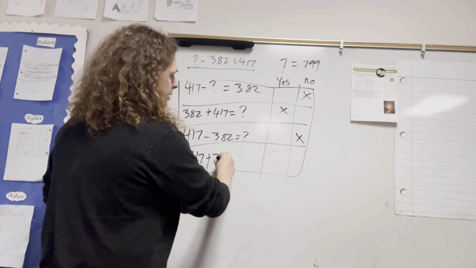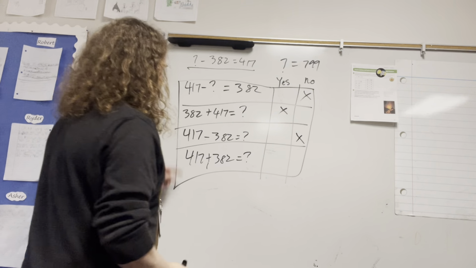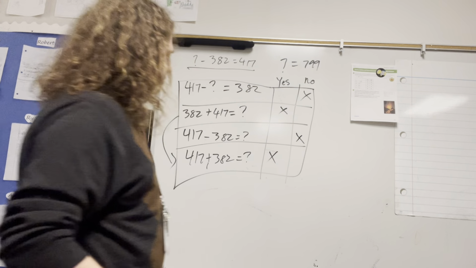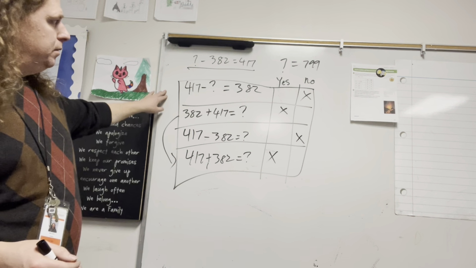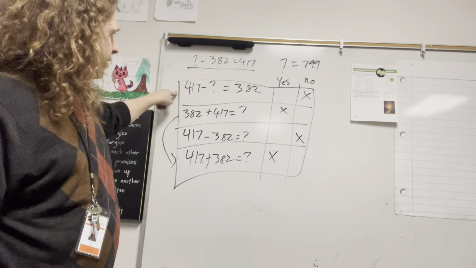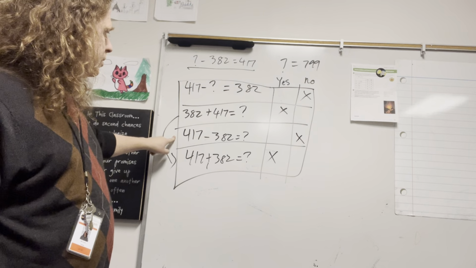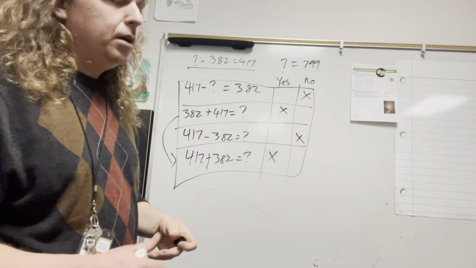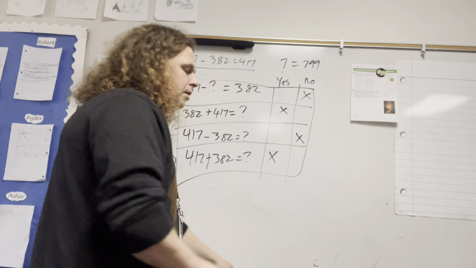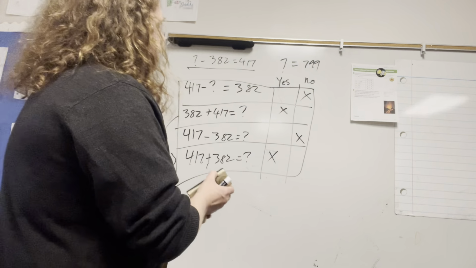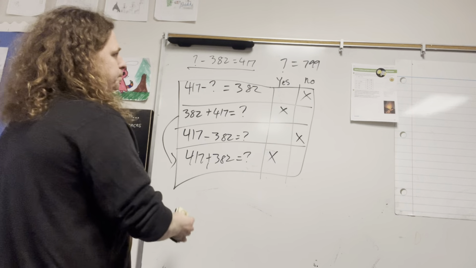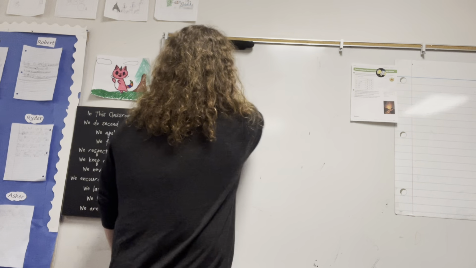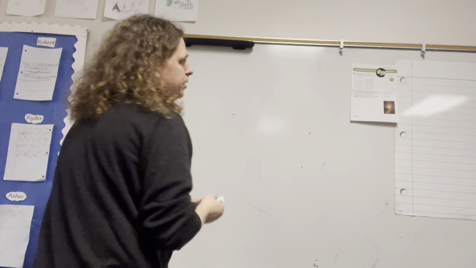417 plus 382 equals question mark. It's exactly the same as this. Makes sense. So as you can see, there's a pattern here. The questions regarding subtraction are no's, and the questions using addition are yeses. That makes sense because we often use addition to check our subtraction equations. So that is number 1. Number 2.